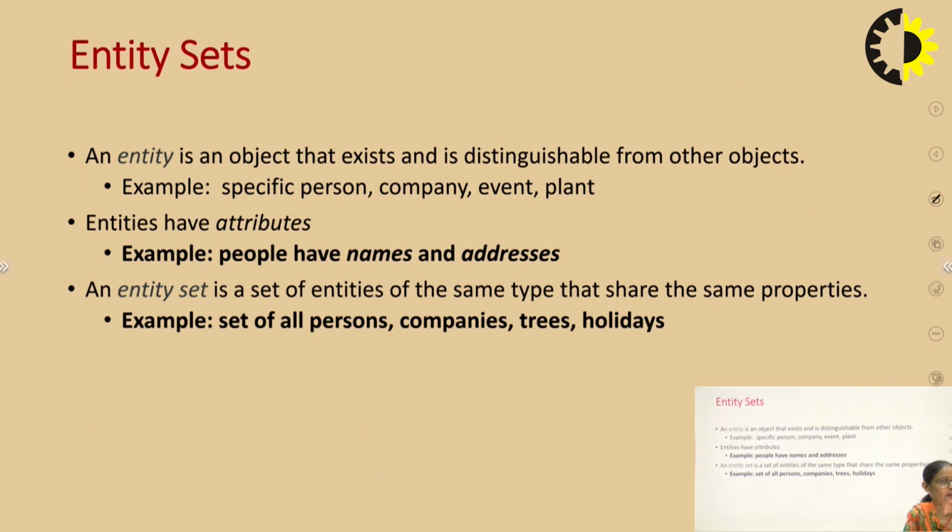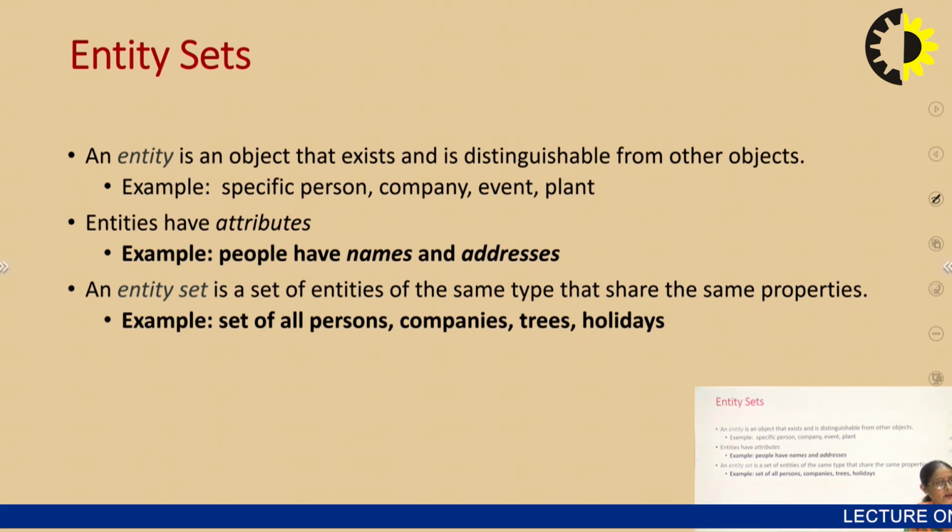These entities have attributes. That is how we are going to define these entities. Every entity must have attributes. For example, people have names and addresses. If we talk about a company, it might have the address, location, region, country code, and so on. In the case of a plant, we could have species, then subspecies, and so on.